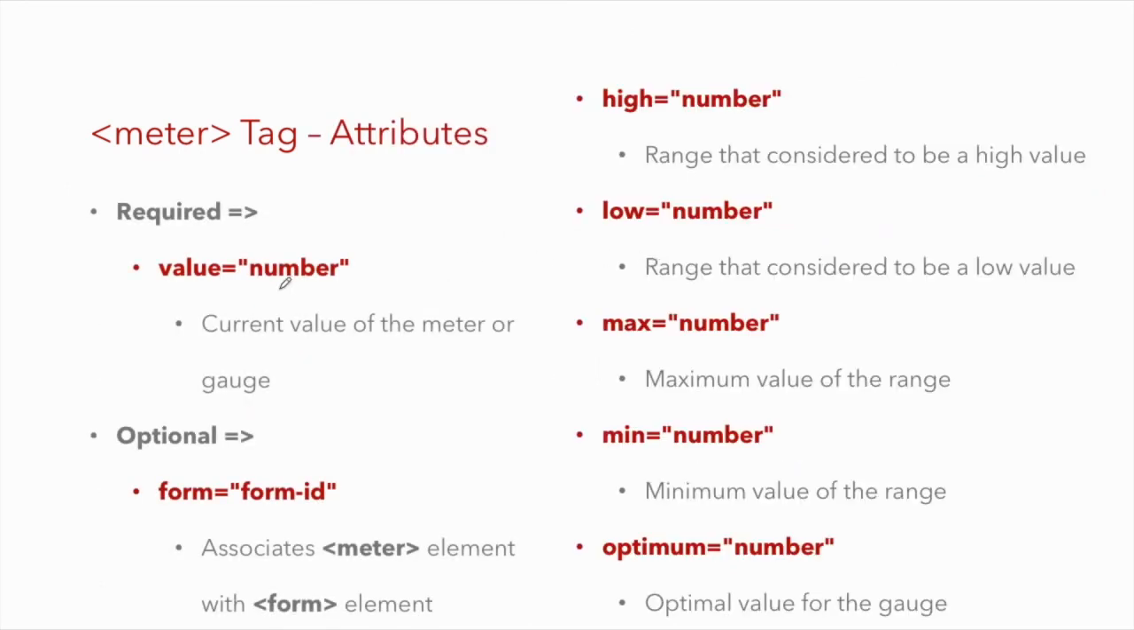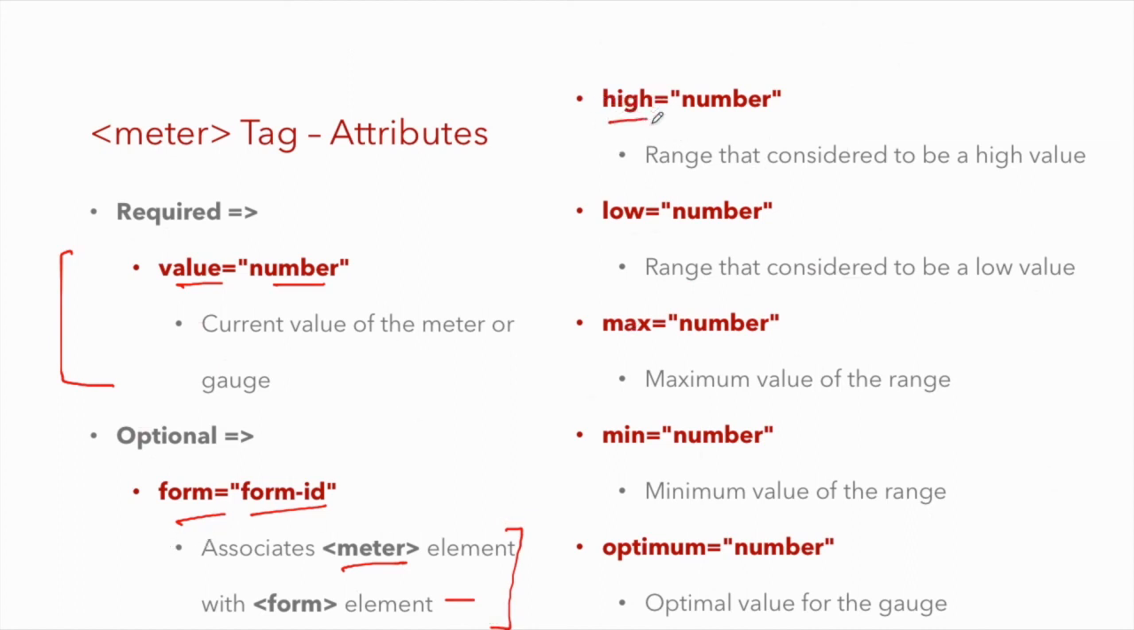So here are a few attributes of the meter tag. You can specify value as a number. It will display the current value of the meter. This is the required attribute. You can also specify form, and you can specify a form ID. This basically associates your meter element with the form element. We'll see one good example related to this.